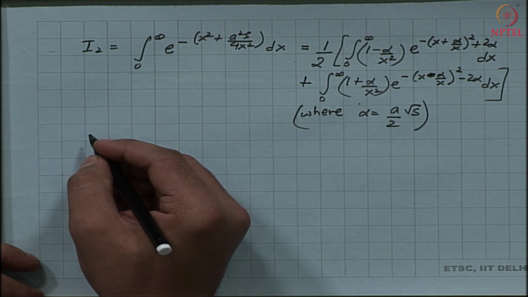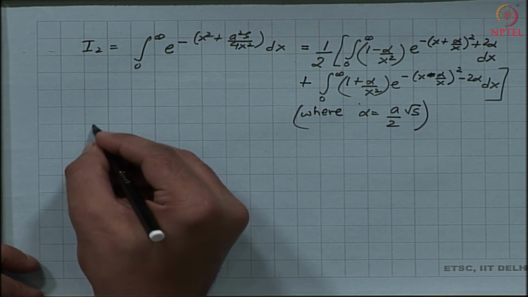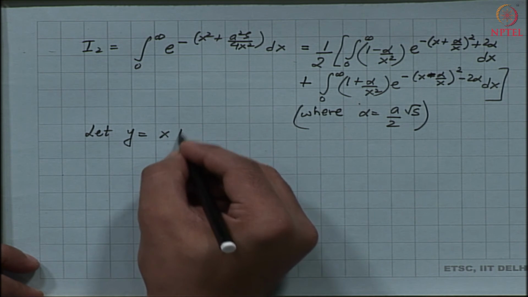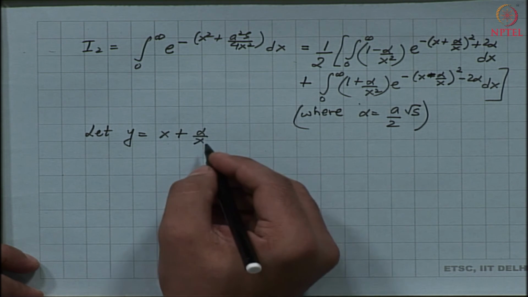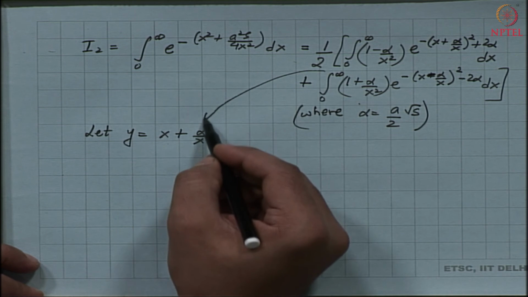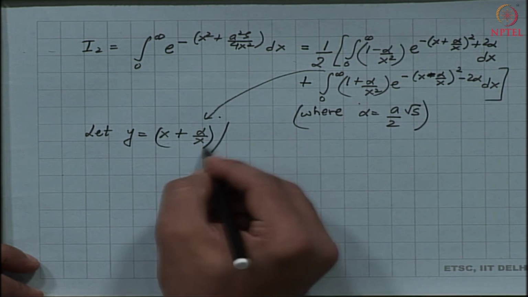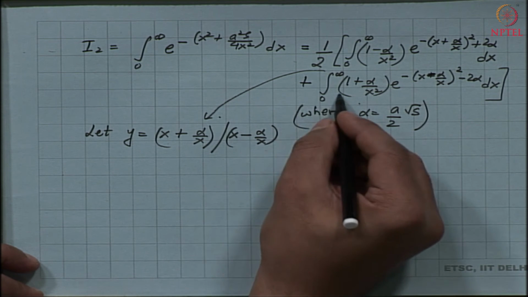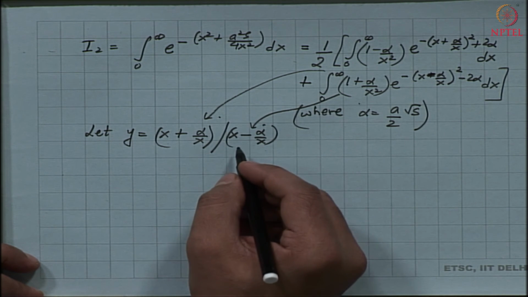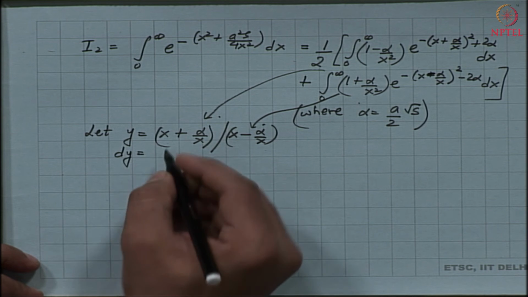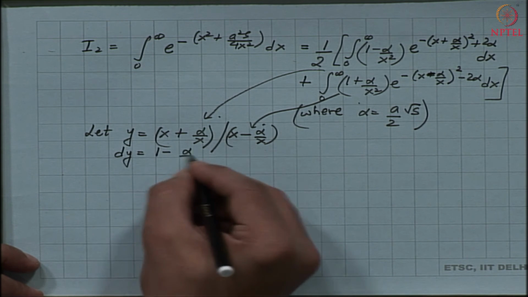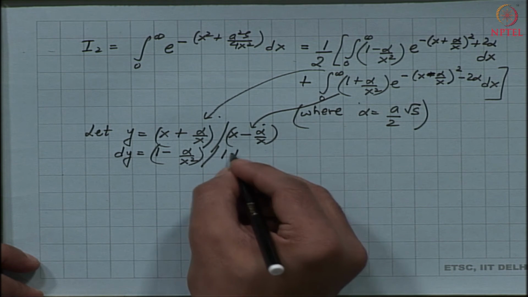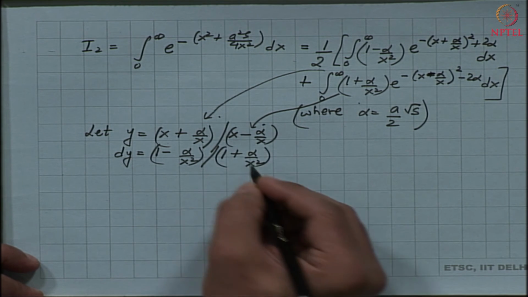Okay. So, then if I let my y be x plus alpha by x in the first integral, and x minus alpha by x in the second integral, I am going to get my dy is 1 minus alpha by x square in the first case and 1 plus alpha by x square in the second case.